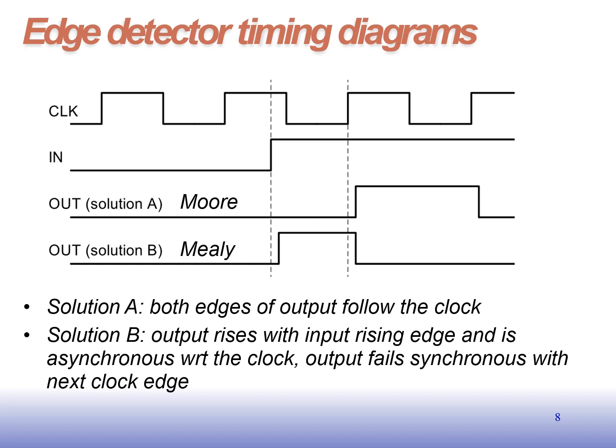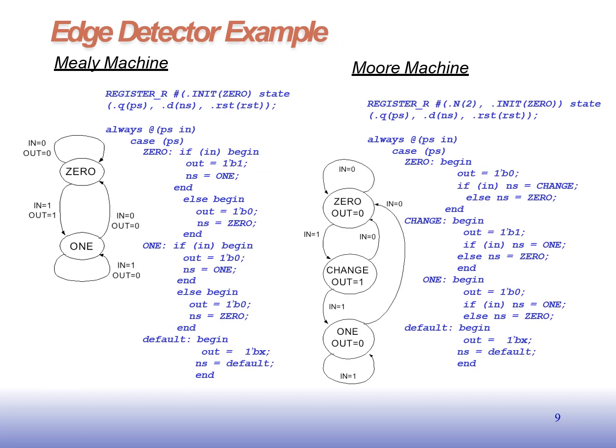But B, output rises with the input rising edge and is asynchronous with respect to the clock. Output falls synchronous with the next clock. Okay, so this is about the difference between Mealy and Moore. So this is the Verilog code for the edge detector example. So using this state diagram, we have to write down the Verilog code. This can be implemented by using the similar. Thank you.